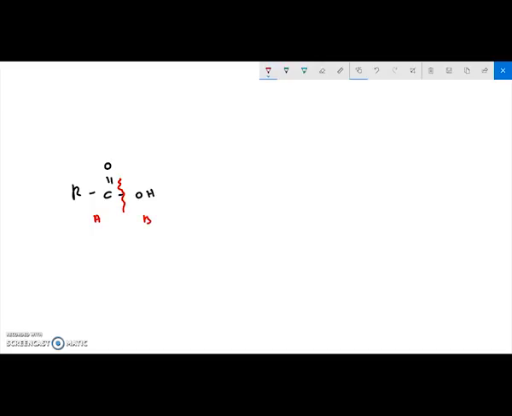So basically, the carboxylic acid derivative will inherit one of the parts, which is part A, which means that the four carboxylic acid derivatives are going to have the RC double bond O structure. The second one also has the RC double bond O structure. The third one will also have the RC double bond O structure, and finally the fourth one will also have the RC double bond O structure from the carboxylic acid. What makes them different from one another is their B side.